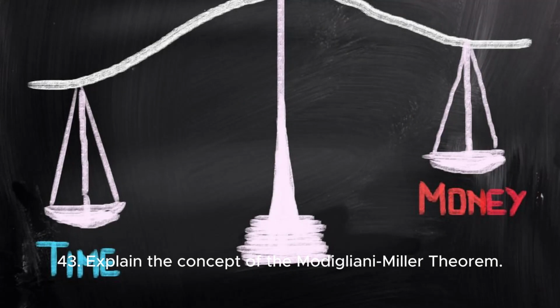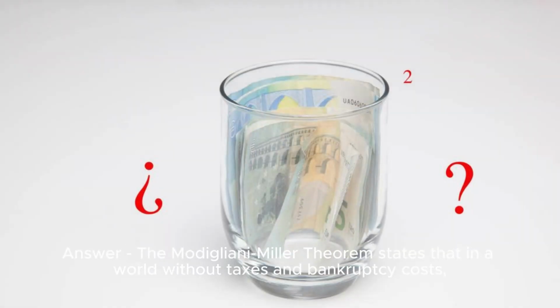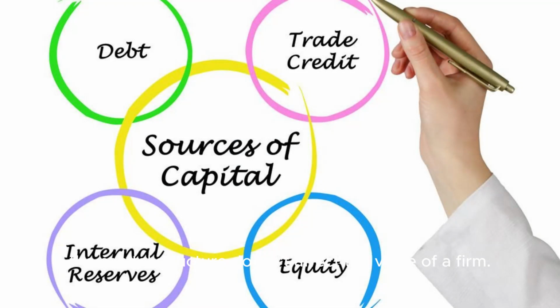43. Explain the concept of the Modigliani-Miller theorem. Answer: the Modigliani-Miller theorem states that in a world without taxes and bankruptcy costs, the capital structure doesn't affect the value of a firm.